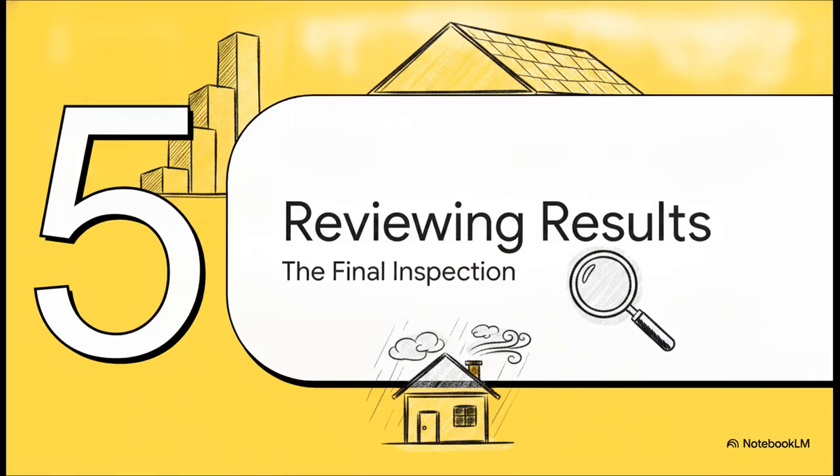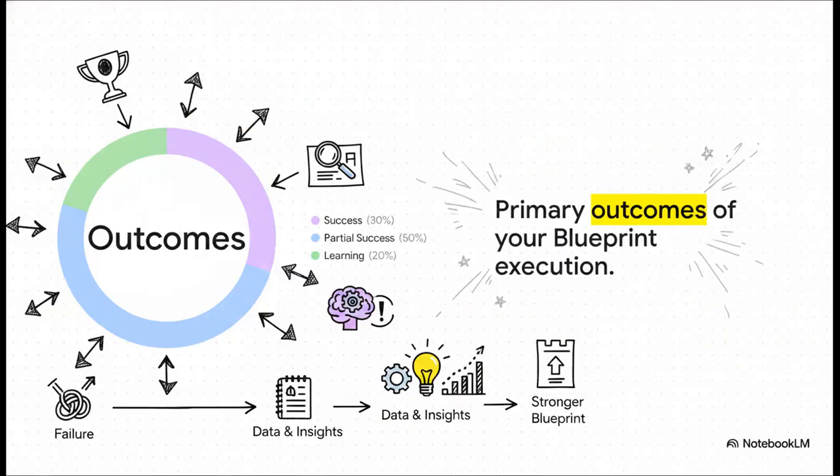Section 5, reviewing the results, the final inspection. Okay, so you've laid the foundation, built the frame, brainstormed, and executed your plan. Now it's time for that final inspection. There are three primary outcomes of your blueprint execution: success, partial success, which just means it needs some tweaking, or learning from failure.